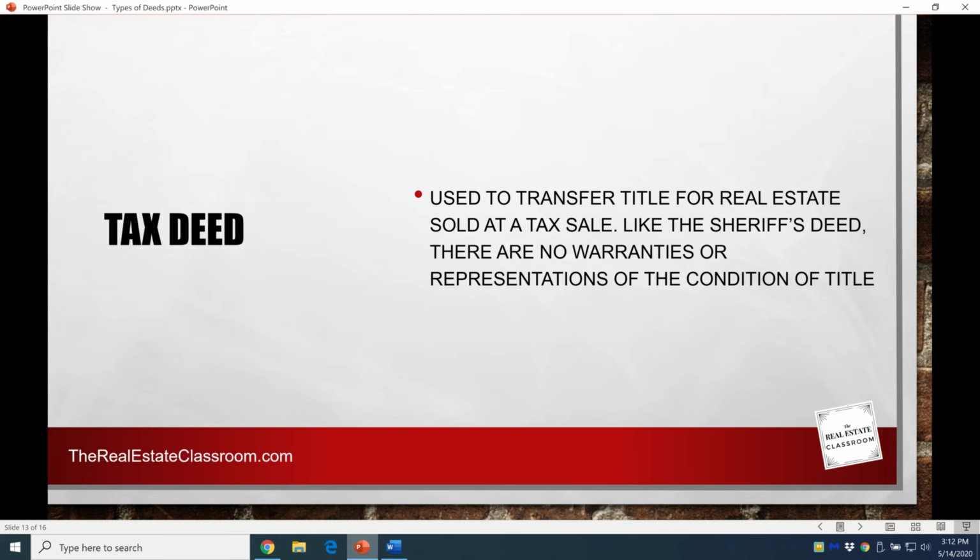A tax deed. Now, again, with a tax deed and the sheriff's deed, there are no warranties or representations as to the condition of the title. So investors are going to need to do their research before going to the tax deed auction.